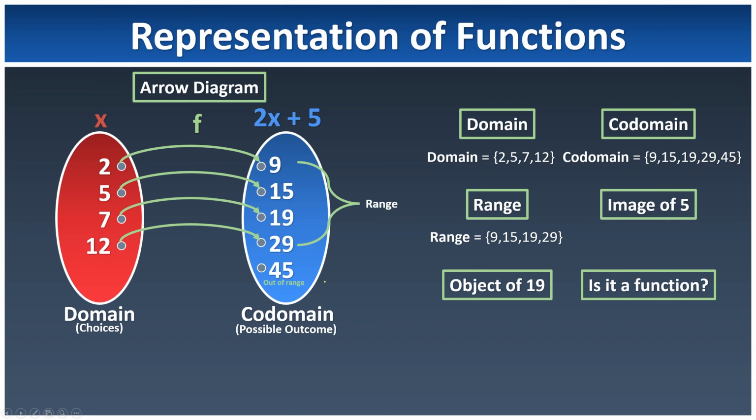So when they say image of 5, again, image and object are like brothers. If they say image, it means the one at the back is the object. So we go to object 5 and look for it, and the image is 15. When they ask for object, then we know the one at the back must be the image. So we look for the image 19 and reverse to see its brother, which is the object, and it is 7.